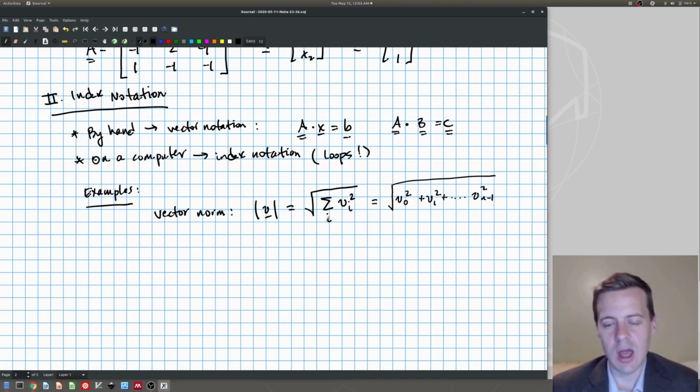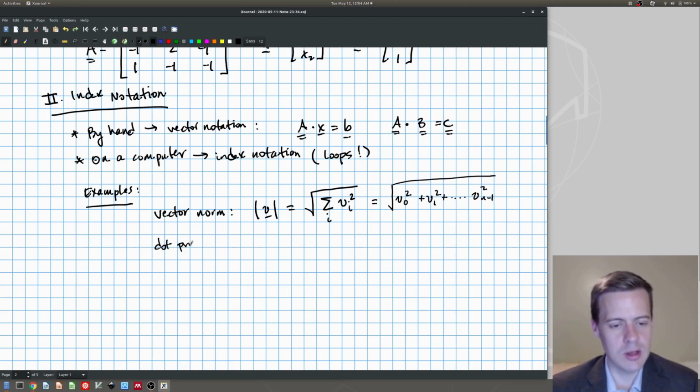I have this i, and I'm going to plug in i from 0. I might even write out i equals 0 to n minus 1, but I don't necessarily need to write that out. I can just know in my head that this represents 0 to n minus 1, however long that vector is. So there's the vector norm.